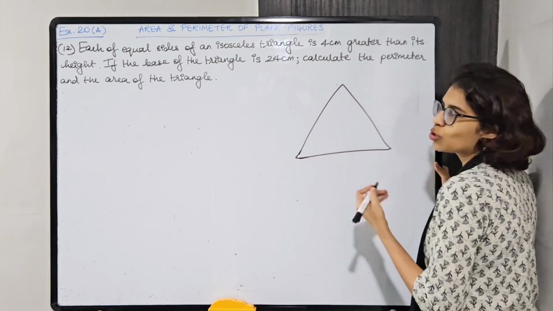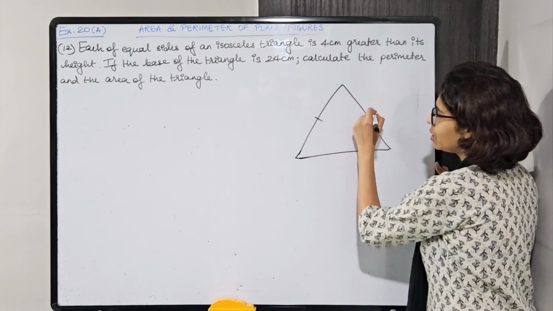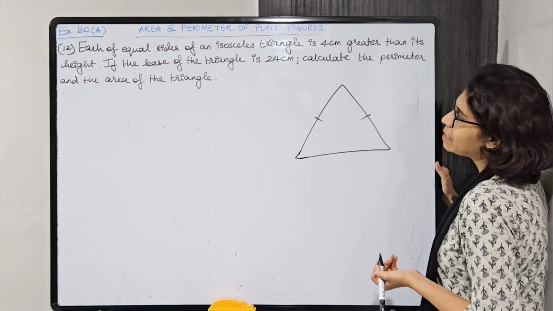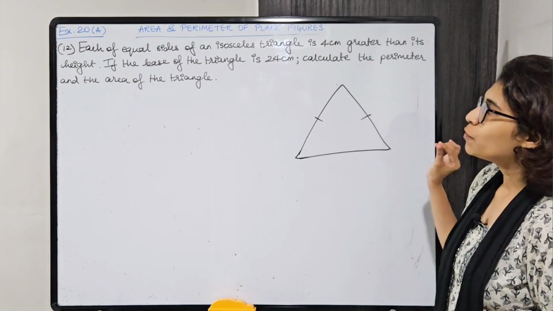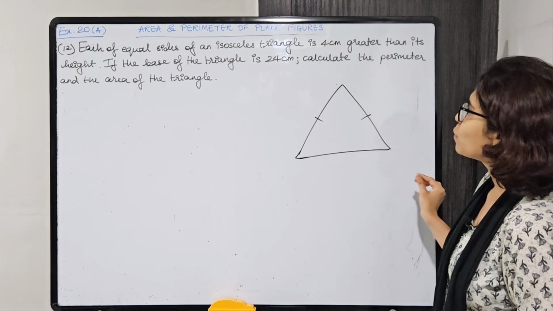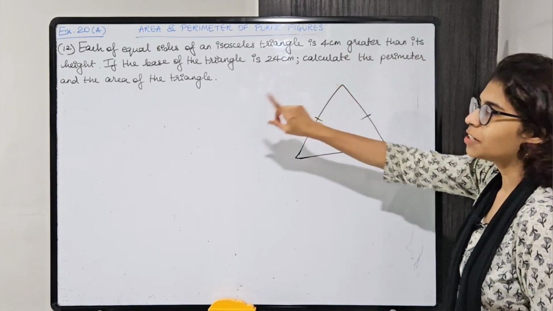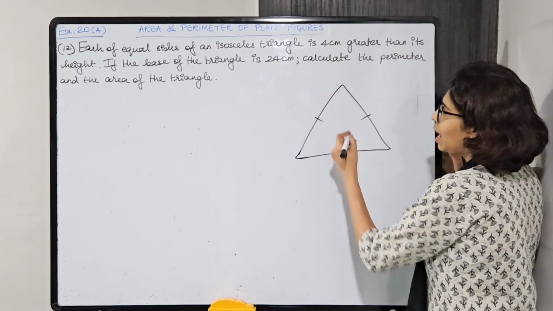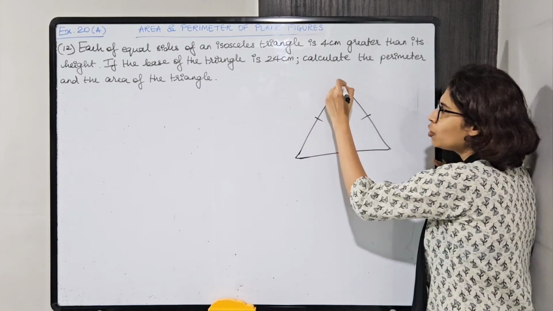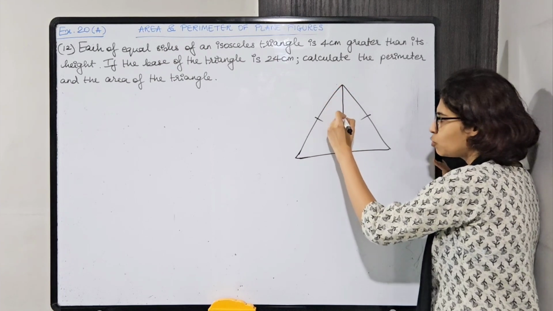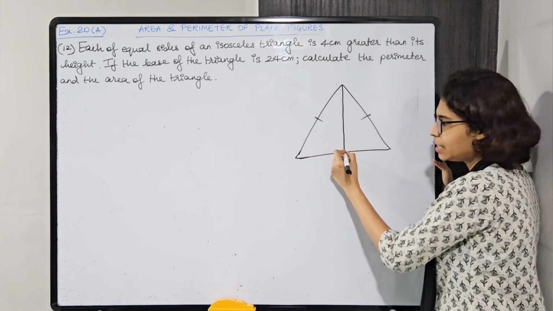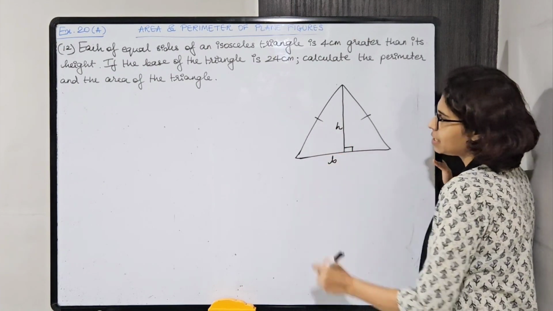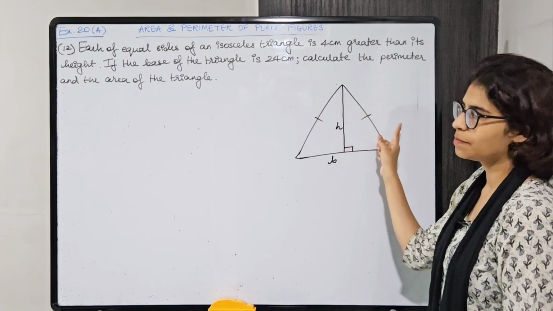There is an isosceles triangle, so two sides are congruent, equal. Okay. Now what else? You are given that each of the equal sides of the isosceles triangle is 4 cm greater than its height. So let's draw the height first. Height will be the perpendicular from the opposite vertex to the base, right? So this will be the height, this will be the base, and these are the congruent sides.